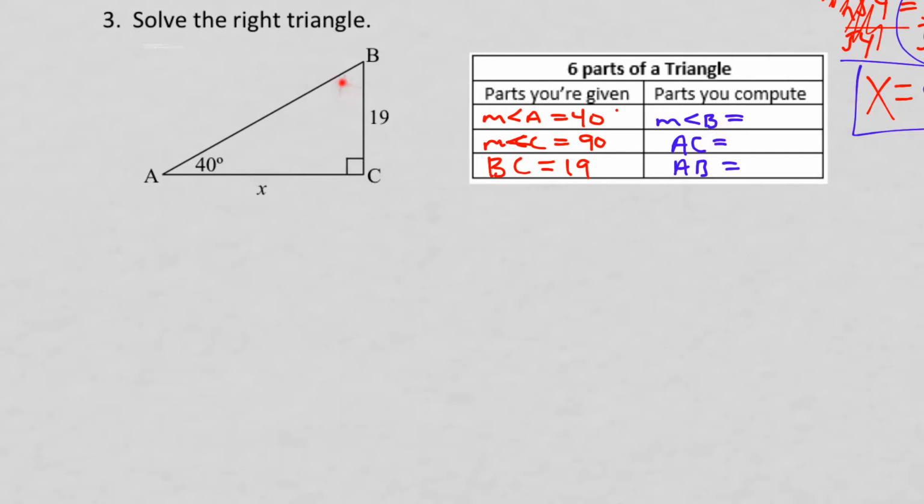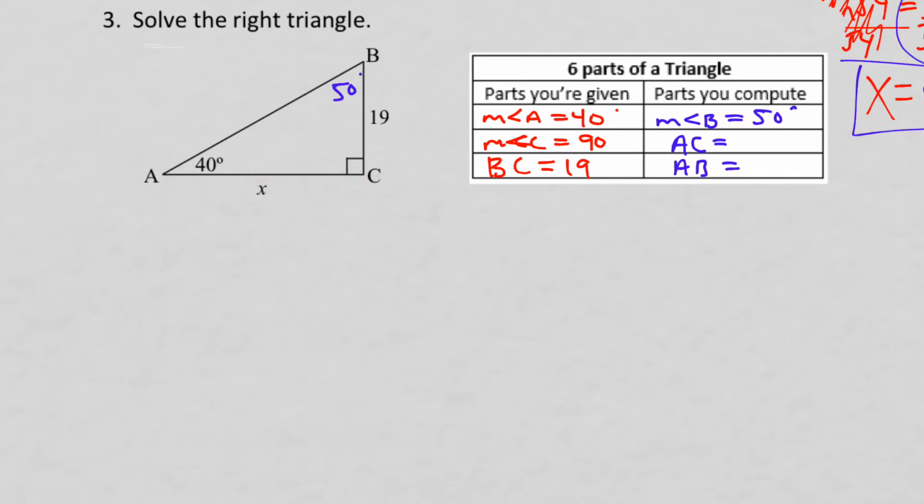First, angle B should be easy because in a right triangle, the 2 acute angles have to add to 90. So if this is 40, this is going to be 50. This should be a pretty easy fill-in for everybody. So there I found that other angle. Next, I'm going to focus on finding AC.